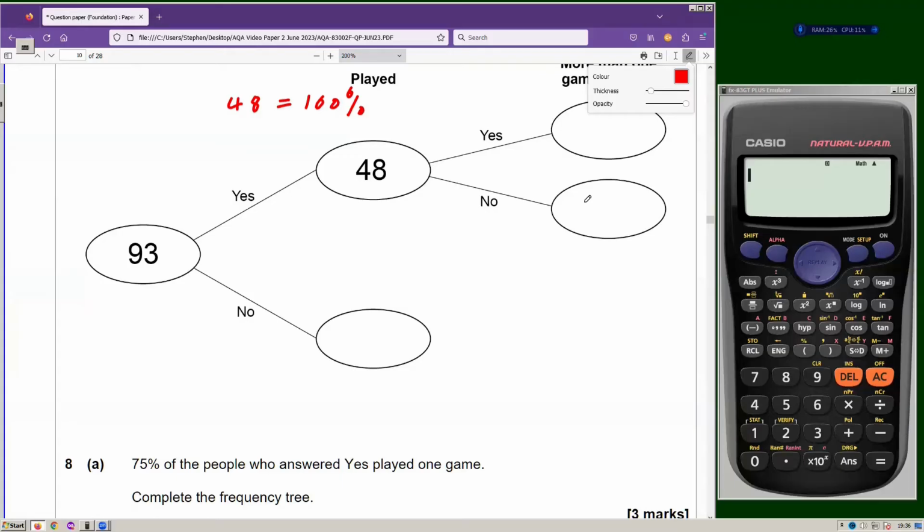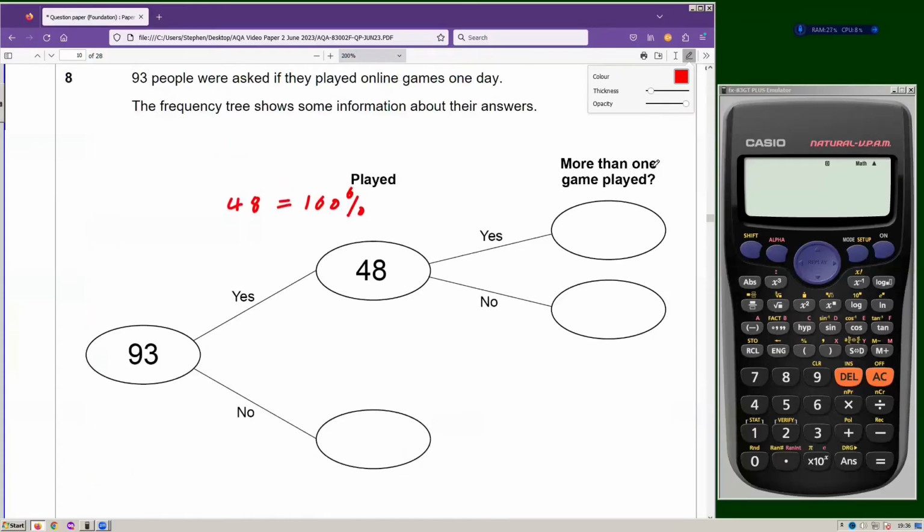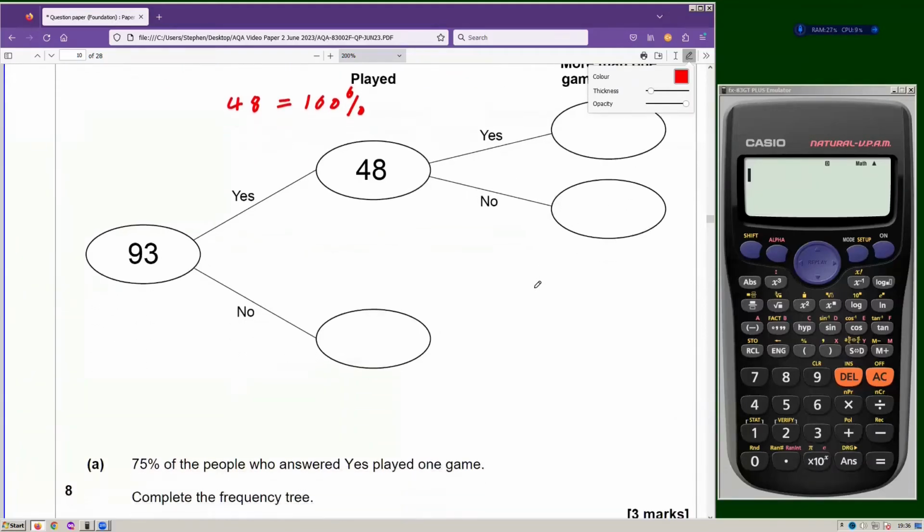Oh, so that goes in the no file. More than one game played. So this no would be one game played. 75% of the people who answered yes played one game. Complete the frequency tree. So if 75% is 3/4, if we look at 48, 1/4 of 48 is 12.